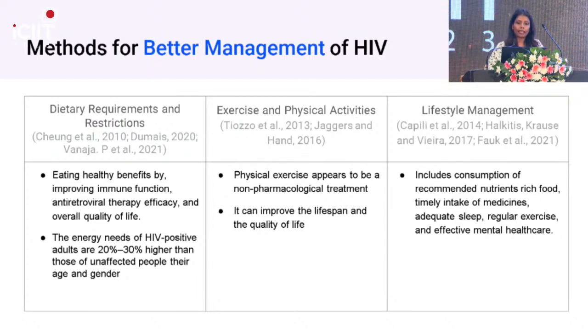And talking about exercise and physical activities, just like a common man, exercises and physical activities boost their immune systems as well. And in addition to that, exercises and physical activities also improve their mental health, and could also improve their lifespan and their quality of life. Then comes lifestyle management. This is actually a combination of dietary requirements and restrictions, as well as exercises and physical activities, and also timely intake of medicines, adequate rest, and effective mental health care.